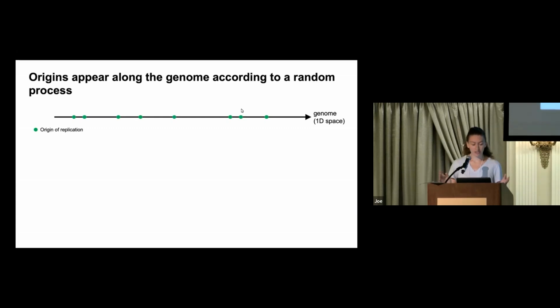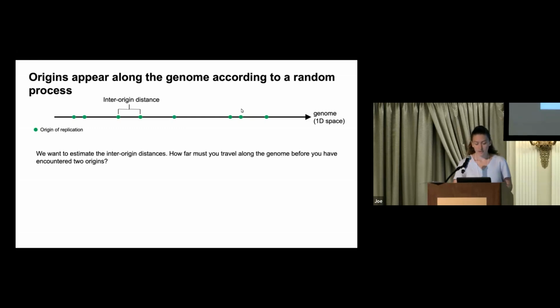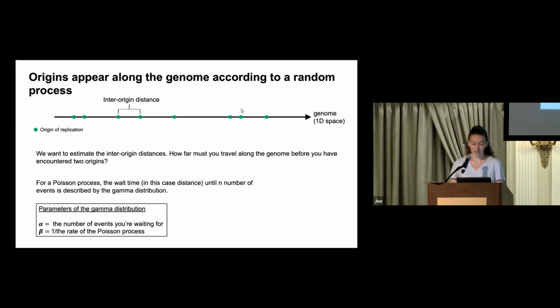To model inter-origin distances, I thought of origins appearing along the genome according to a random process. So I asked, how far must I travel along the genome before I have encountered two origins? For a Poisson process, the wait time, or in this case distance, until a certain number n of origins is described by the gamma distribution, where alpha is the number of events you're waiting for, and beta is the inverse of the rate of the Poisson process.